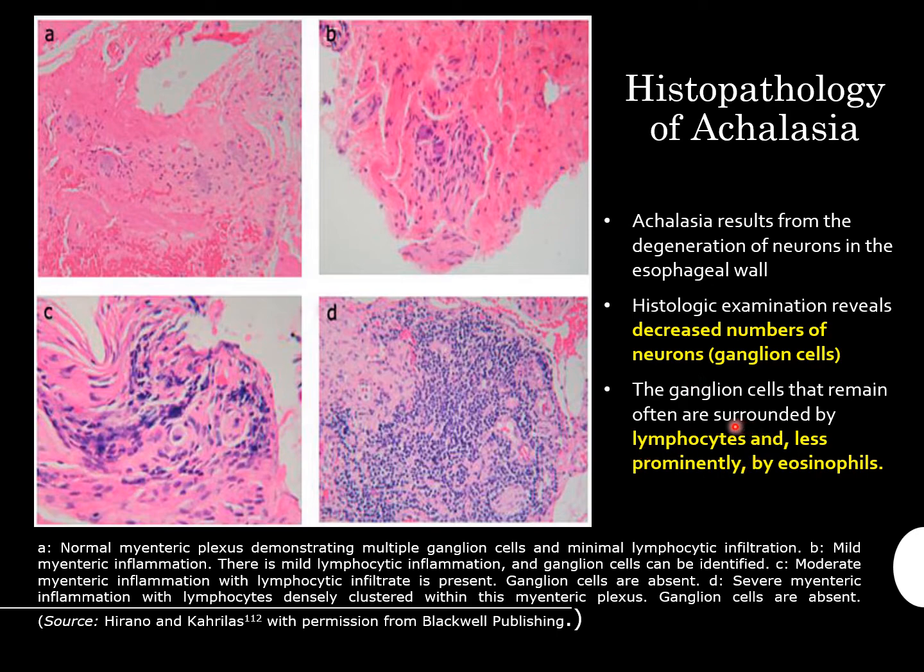Lymphocytes are responsible for the defense mechanism. But when patients have an autoimmune disease, all these defense cells, lymphocytes and eosinophils, will attack the patient's own cells. That is why we call it autoimmune. This lymphocyte will attack these ganglion cells. The blue color is all the lymphocytes.